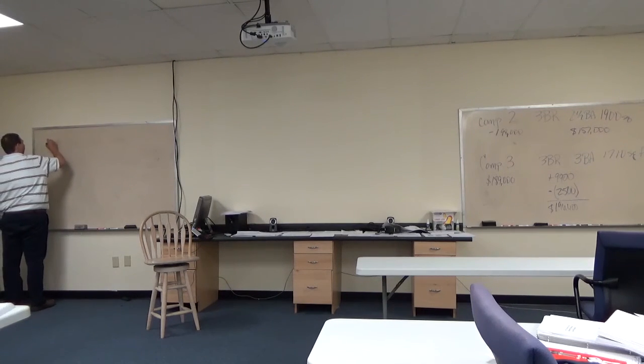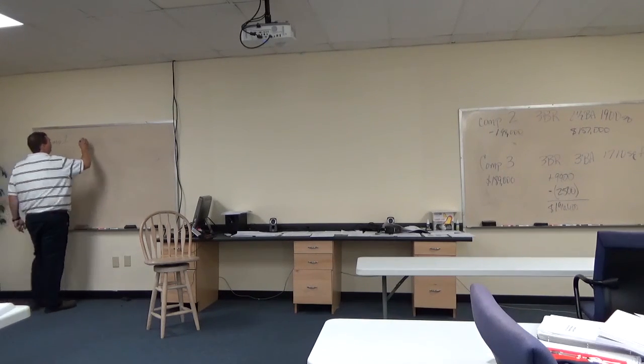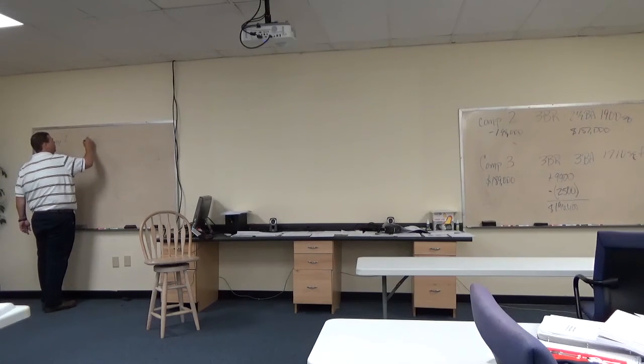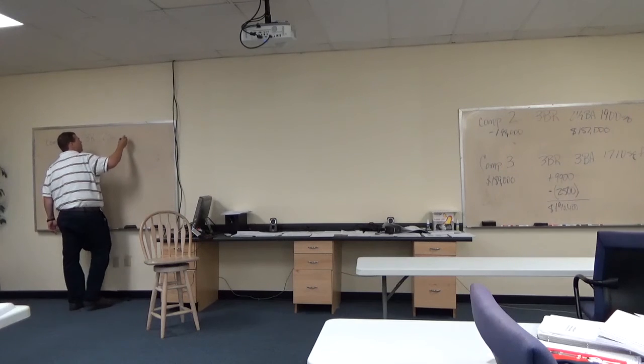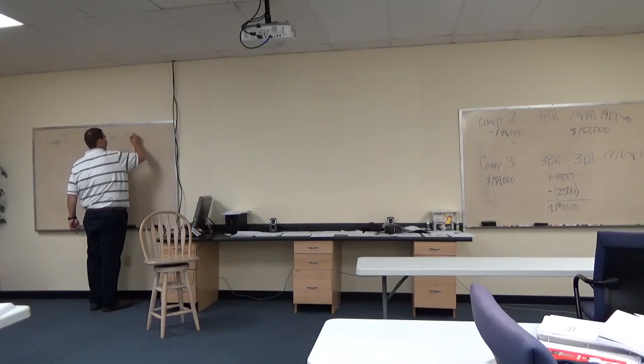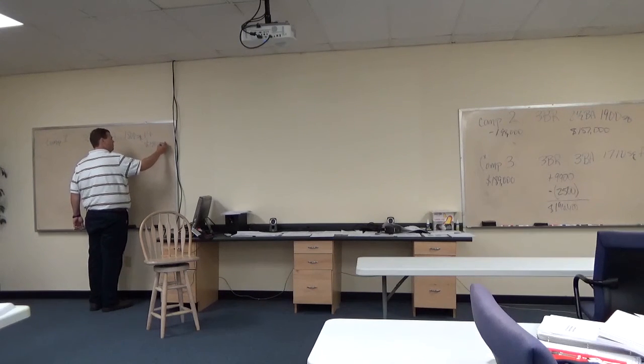So let's say you have these two comparable properties. Comp 1 is a 3-bedroom, 2-bath, 1,800 square feet. It sold for $190,000.